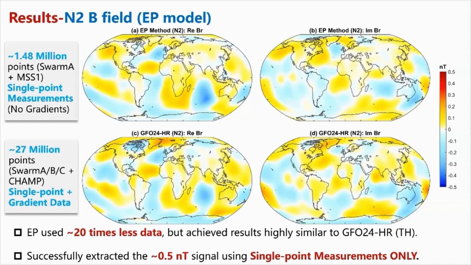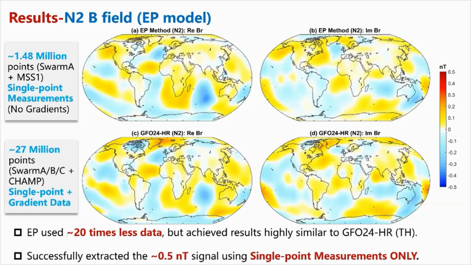This is a final comparison. Finally, we applied the EP method to extract the N2 magnetic field. The data set is the 2 years MSS-1 and 12 years Swarm A. We do not use the gradient information, but the second column is from Grayver. He used Swarm ABC and the 10 years CHAMP, and also both the scalar measurements and the gradient data set. As you can see here, this new method uses 10 times less data, but can produce results quite close to each other, even for the very weak N2 signals.